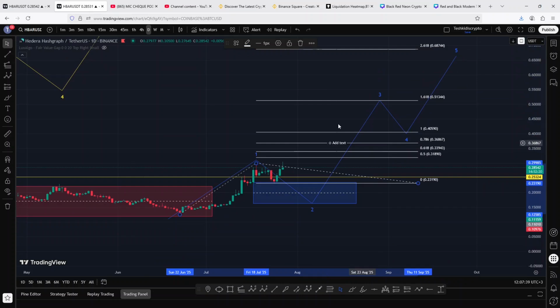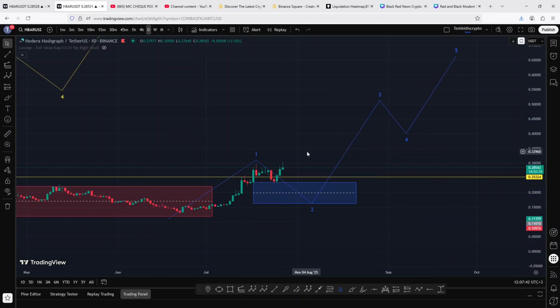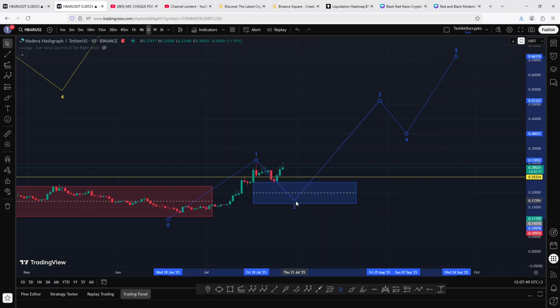But if by any chance we get rejected, then we can expect one more new low into this blue target area to give us one more new low in the formation of that second wave, and then start another reaction to the upside in the formation of that wave 3. So for now, we don't have any confirmation that a low is in place in the formation of that second wave, and whatever is playing out over here is the formation of that wave 3. So we need to be a little bit cautious, because we can easily get one more new low in the formation of that second wave.